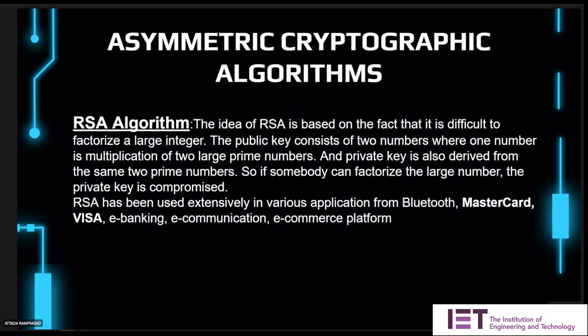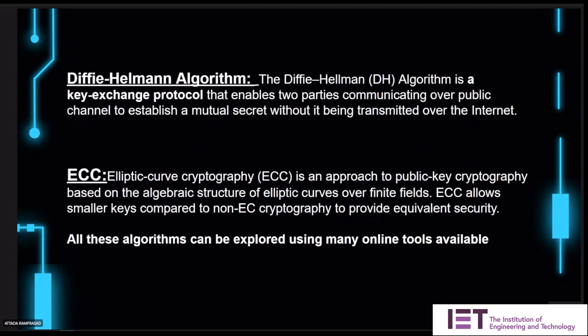Now we have the Diffie-Hellman algorithm. This algorithm is a key exchange protocol that enables two parties communicating over a public channel to establish a mutual secret without it being transmitted over the internet. Let us now look into elliptic curve cryptography. This is an approach to public key cryptography based on the algebraic structure of elliptic curves over finite fields. This allows smaller keys compared to non-EC cryptography to provide equivalent security.